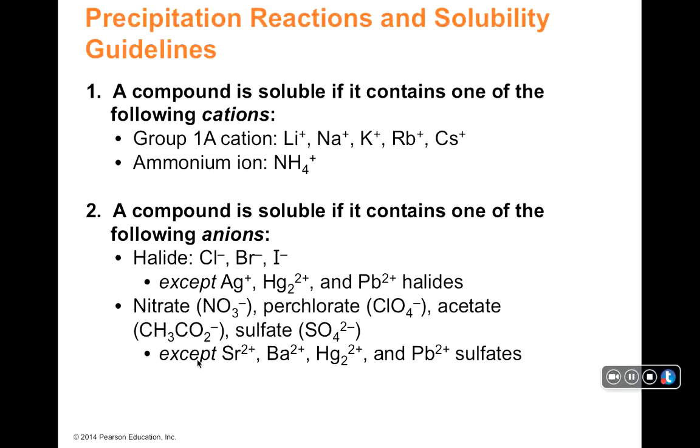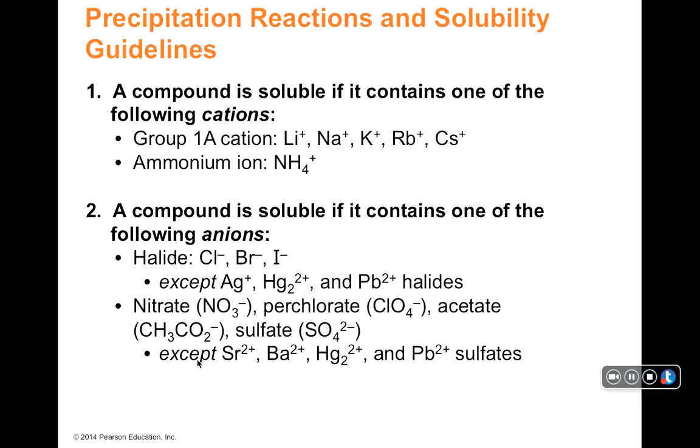So here are the guidelines to follow, and they're also written on page 241 in your text. So it's kind of like a little puzzle. You look at your compound and then you see what it fits to either of these two. So number 1, a compound is soluble if it contains one of the following cations. So if you have any of the cations that are listed there, then your compound is soluble. A compound is soluble if it contains one of the following anions. So if your compound contains anions that you see there, then it's considered soluble.